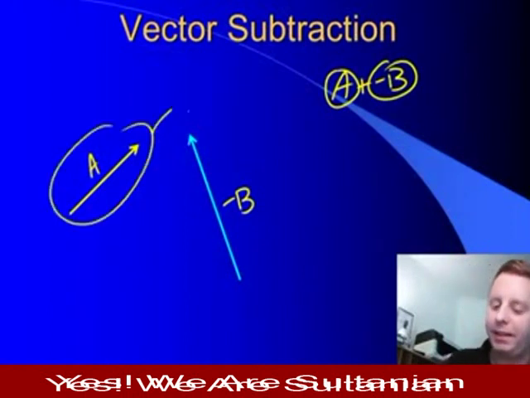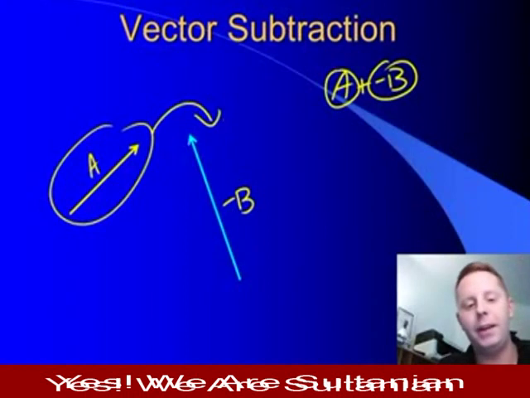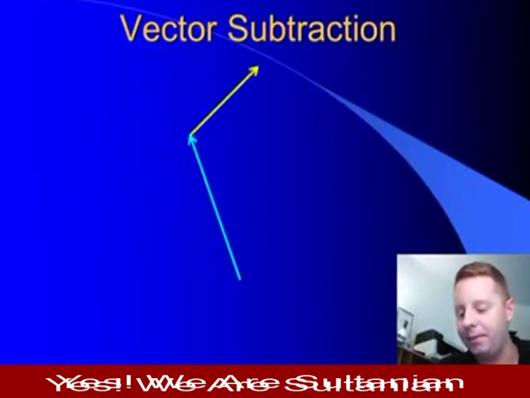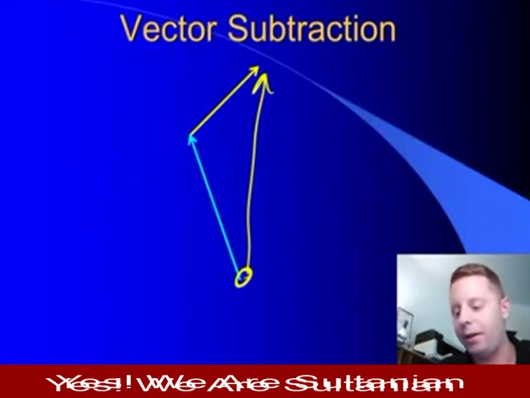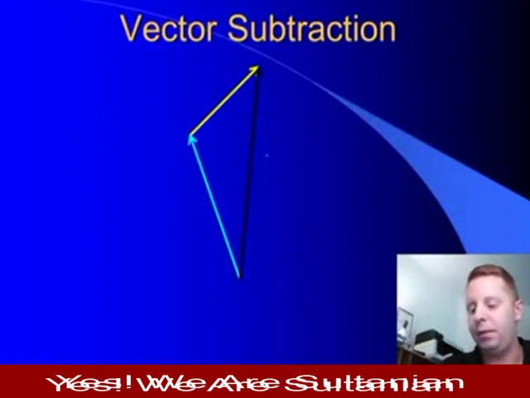So let's slide this a vector over here so that it's lined up tip to tail with negative b. And then we can draw a line from the starting point of our first vector to the ending point of our last vector to give us our answer, this black vector. Straightforward. Once again, basic vector manipulation.